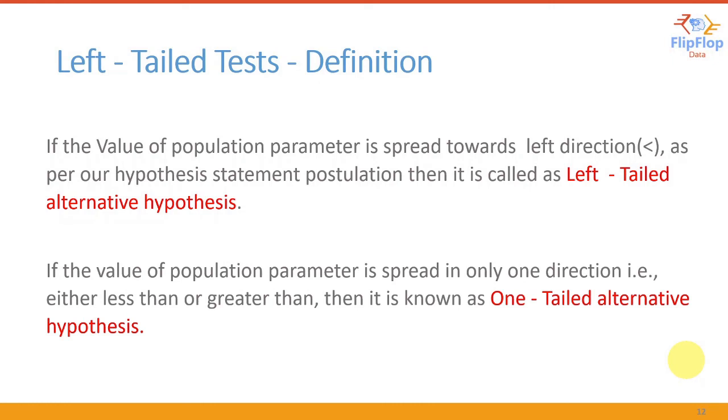And let me define one-tailed alternative hypothesis in general. So if the value of population parameter is spread in only one direction, that is either less than, which is your left side, or greater than, which is right side, then it is known as one-tailed alternative hypothesis.